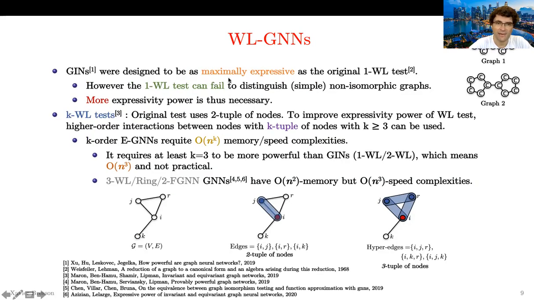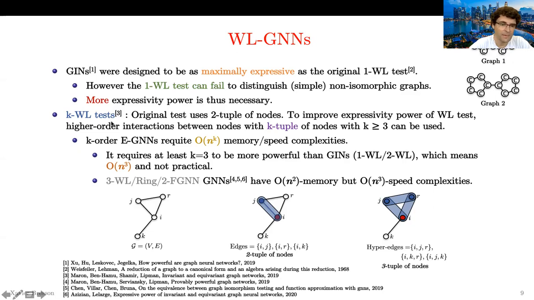GNNs were designed to be maximally as expressive as the original WL test, but the original WL test can sometimes fail to distinguish some simple non-isomorphic graphs like these two graphs here. So we need more expressivity power.